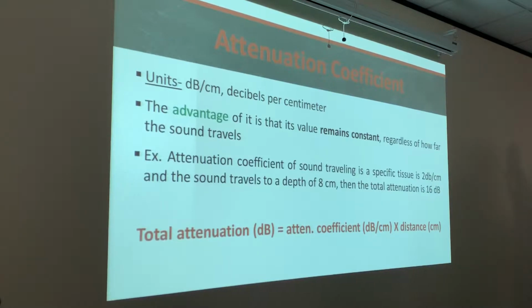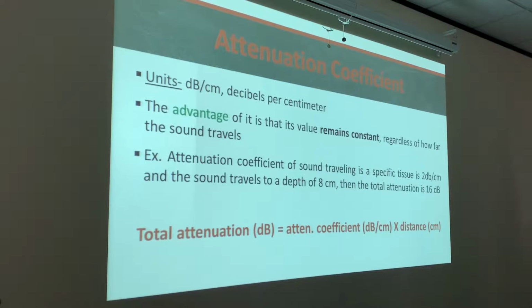So the example the book gives you is that sound is traveling in a specific tissue. Key word here being, guys, specific tissue. Because there is a different coefficient for soft tissue by itself. So when it's talking about the attenuation coefficient, we're talking about basically a generalization of all the media in the body, from air all the way to fluid.